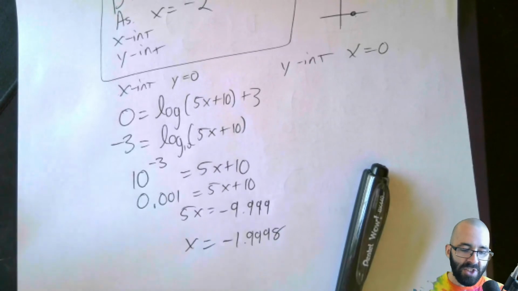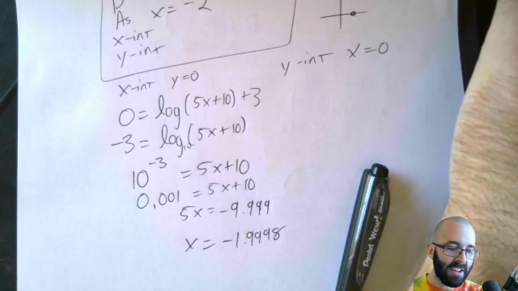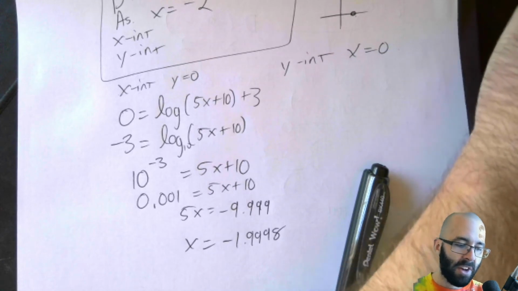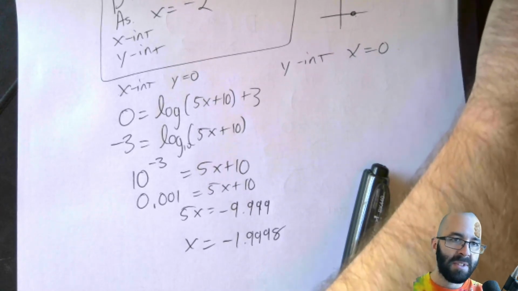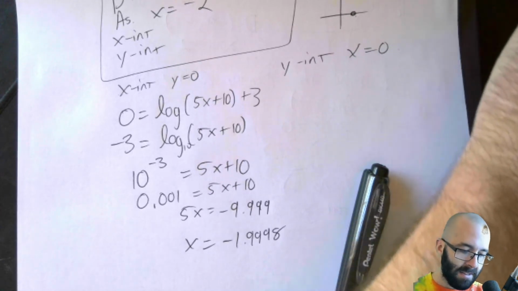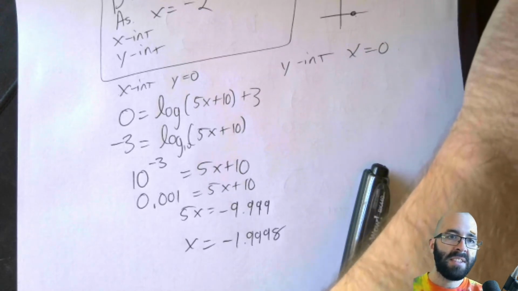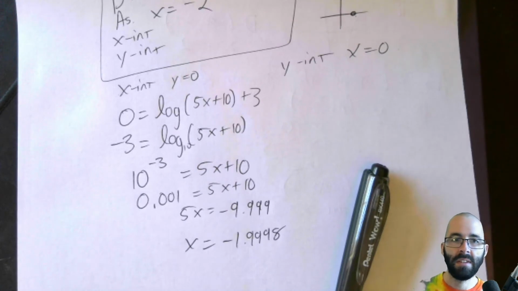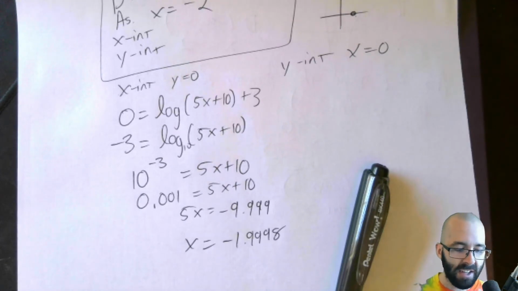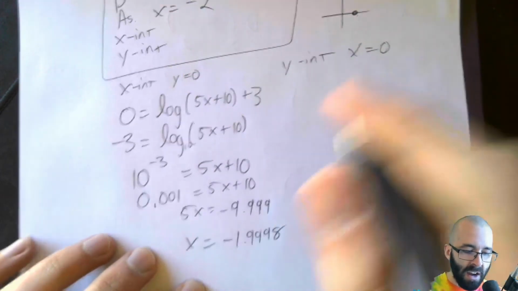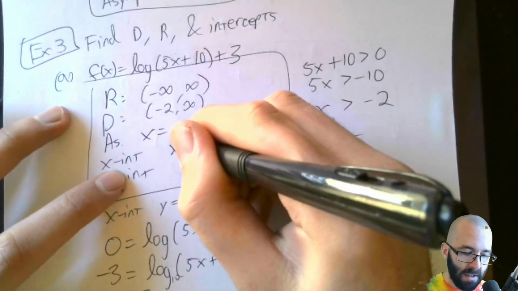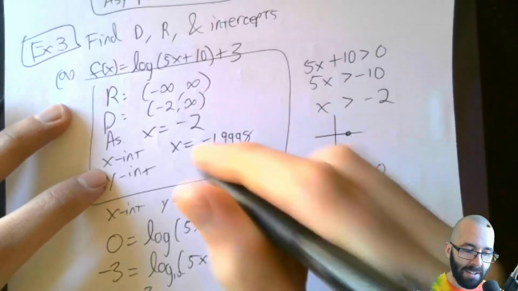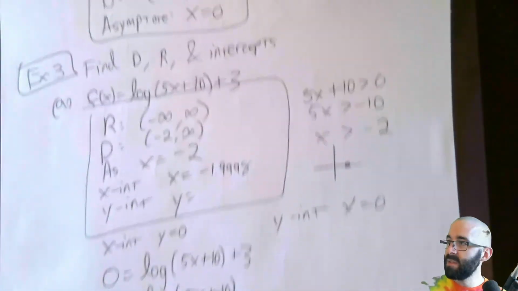All right. And we can check our answers. Type it into your calculator. When x is equal to that, what does your y value become? The common log of 5 times negative 1.9998 plus 10, and then add 3 equals 0. Okay, you type that into your calculator, you're going to get 0. So we know that's indeed our x-intercept, negative 1.9998.